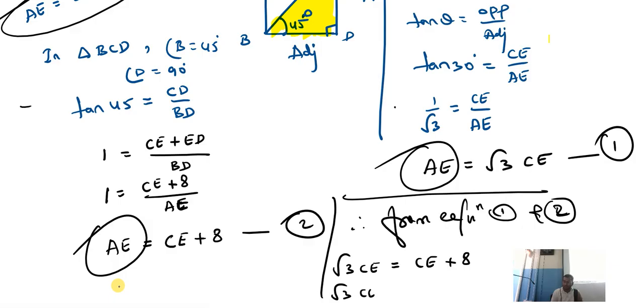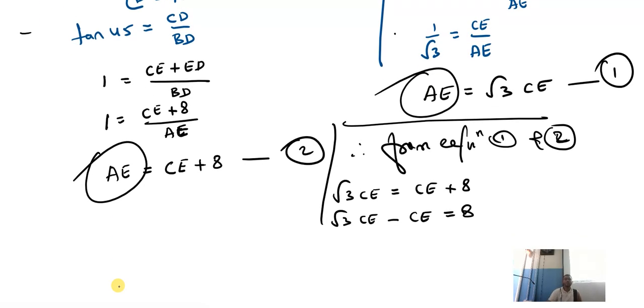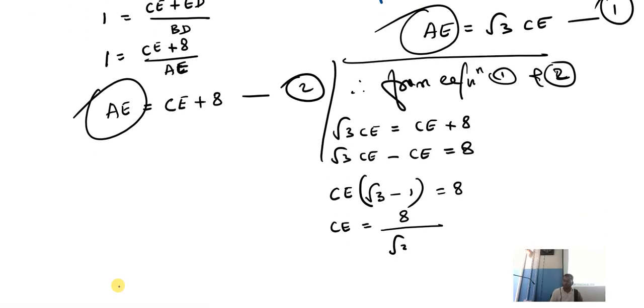Then root 3 CE plus CE come this side minus CE is equals to 8. Then root 3 CE minus 1 CE we can't do. So what I am going to do? I am going to take CE as common. When I take CE as common, it becomes root 3 minus 1. CE into root 3 is root 3 CE, minus CE into 1 is CE. That is equals to 8. Then CE is equals to 8 by root 3 minus 1. This is the value of CE.